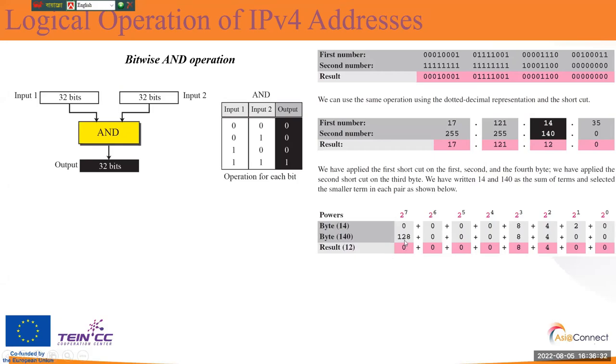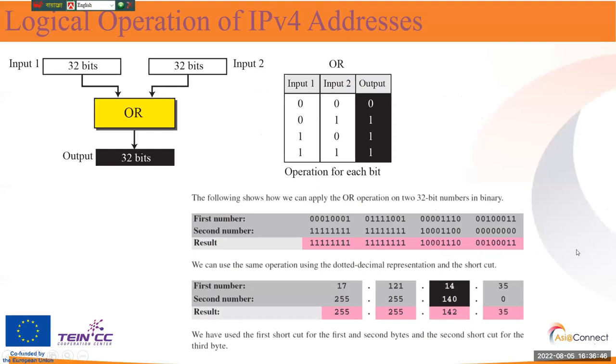So for the OR operation, with 0 and 128, we need to take 128. And also 8 and 8, we need to take 8. 4 and 4, we need to take 4. 2 and 0, we need to take 2. In that case, 128 plus 8 plus 4 plus 2, so it would be 142. Do you understand or not? In that case, the result will be 142. So do you understand or not? I'm not sure.